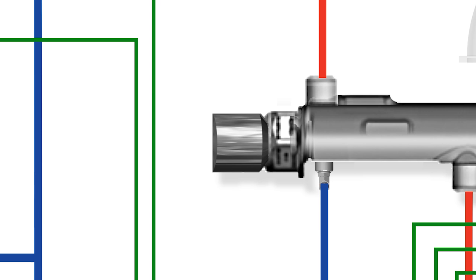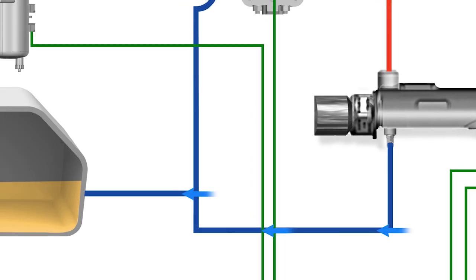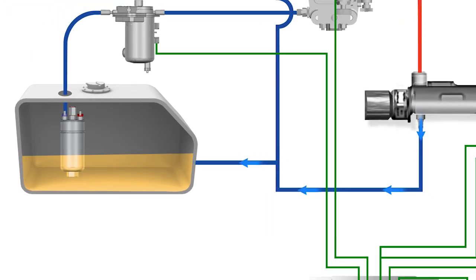Some CRD engines may have a pressure limiting valve in the fuel rail. This is a simple spring-loaded valve. When the valve opens, the excess fuel will be returned to the tank. This will prevent excess pressure within the fuel rail if the monitoring system fails.